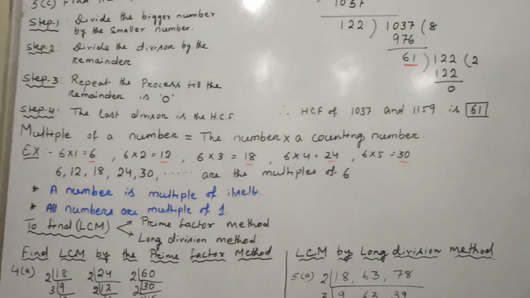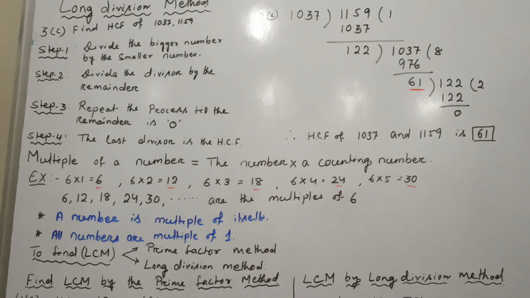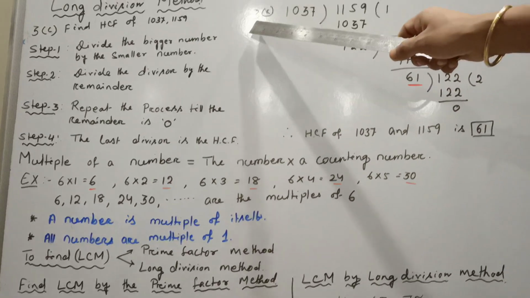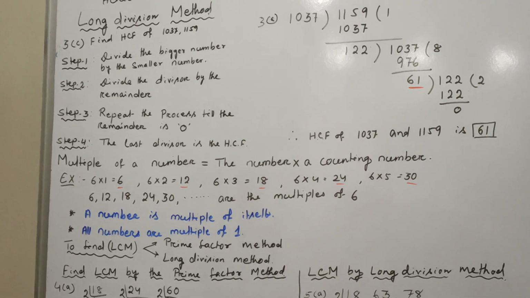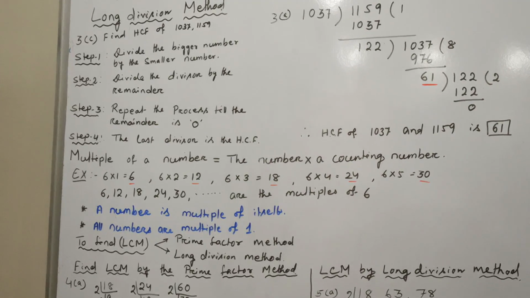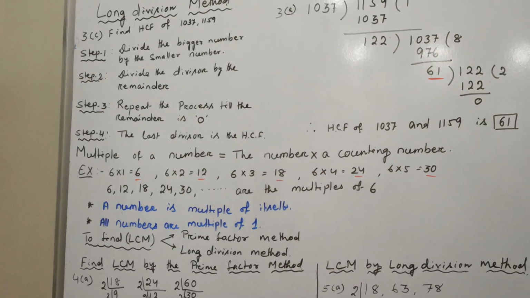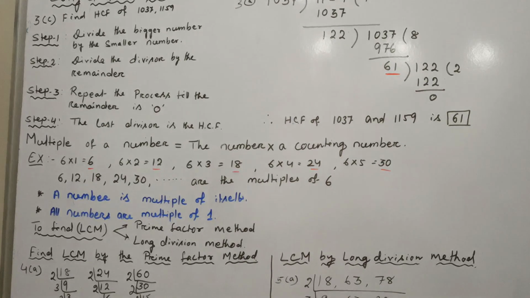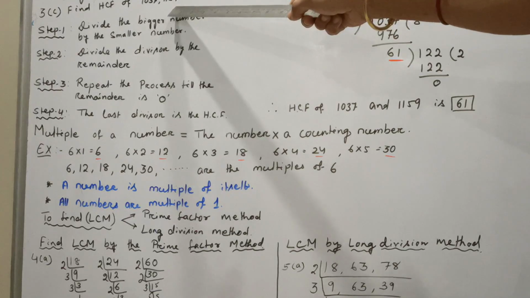The second method of finding HCF is long division method. Here also you take one question from your book, exercise question number 3C. The question is find HCF of 1037 and 1159 by long division method. Here I have written 4 steps to find the long division method. Step 1 is divide the bigger number by the smaller number. Here out of these two numbers, this is the smaller one, this is the bigger one.